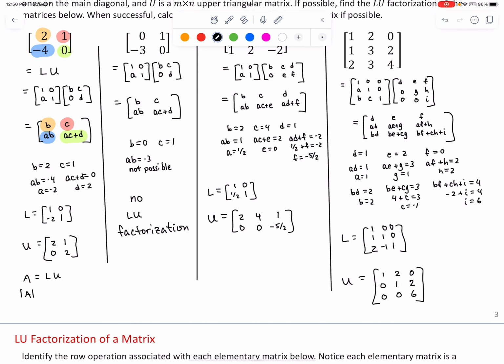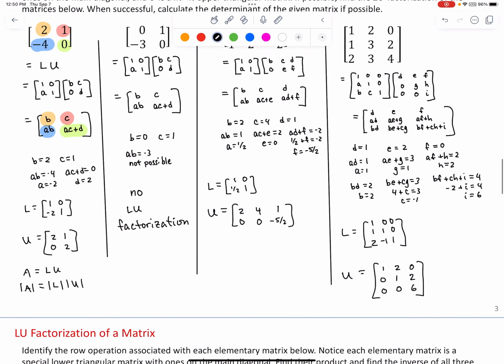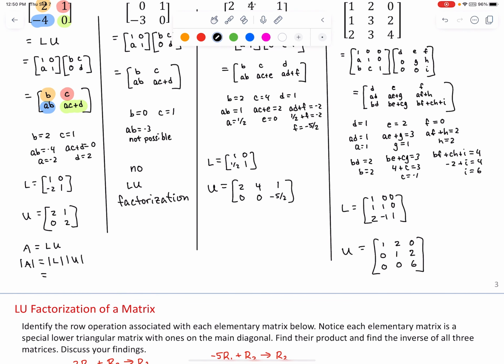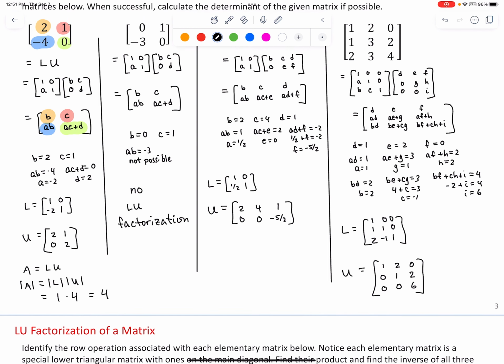Therefore, the determinant of A will equal the determinant of LU, and we can use a property of determinants that we can do the determinant of L and U separately. And since L and U are both triangular matrices, finding their determinants is as easy as multiplying the entries on their main diagonals. So looking at L, the determinant of L will be 1 times 1, which is 1, where the determinant of U will be 2 times 2, which is 4. And so we get 1 times 4, which is 4. Of course, this is an easy matrix to find the determinant of the original. 2 times 0 minus negative 4 times 1 is also going to confirm that we get 4.